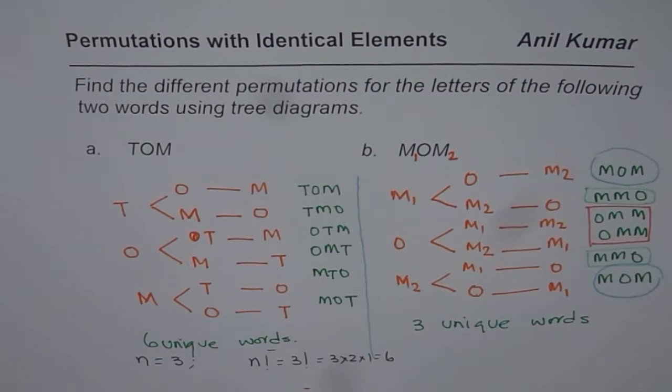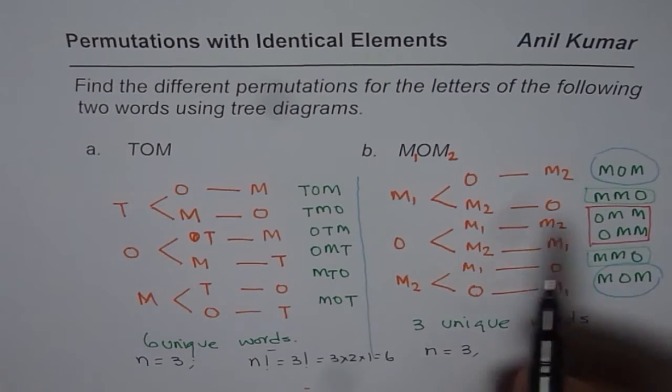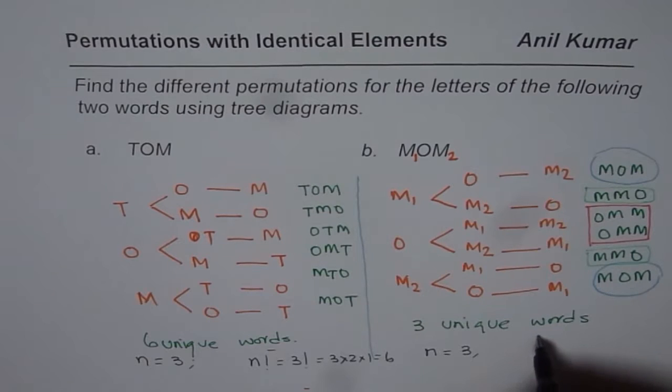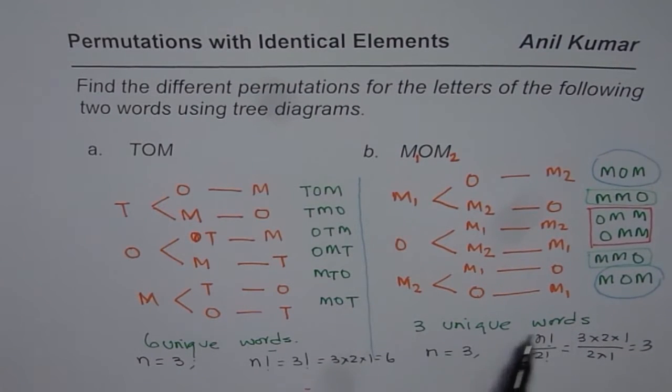Now we could say that in this particular case, n is equal to 3, and since the letter M repeats two times, so there are two M's. So the number of permutations in this case is n factorial divided by 2 factorial. That is, because there are three letters, 3 times 2 times 1 divided by 2 times 1, that gives you 3 as your result. So three unique words you could get from this particular formula.